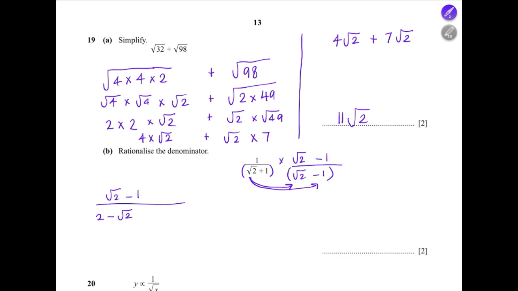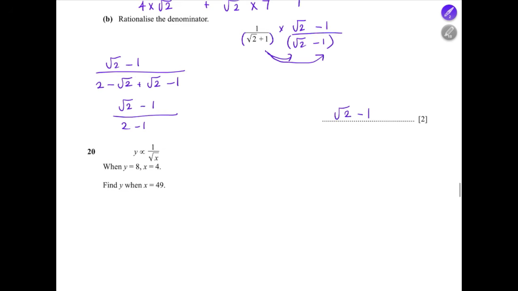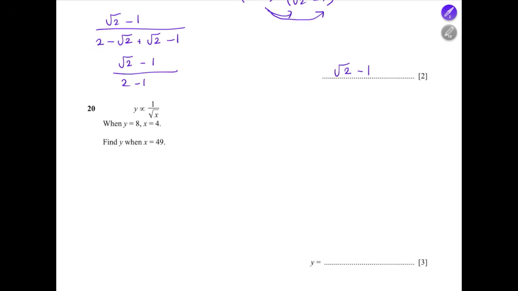And then you're going to repeat this with the second number. 1 into square root 2, this is going to be plus square root 2, and then 1 into negative 1. This is going to be negative 1. So you'll have square root 2 minus 1 divided by 2 minus 1 equals 1. So the answer is square root 2 minus 1. That's your final answer.